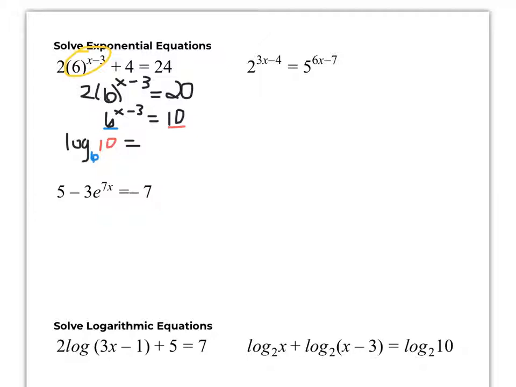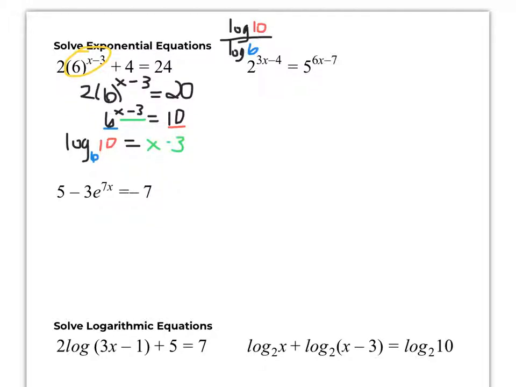equals x minus 3. Okay, and we need to remember how to type that in the calculator unless you have a specific function. That's going to be log of your argument, which is the top number, divided by log of your base. So in this case, log 10 divided by log 6. Some of you have a function on your calculator that you can just type it in, which is really cool.